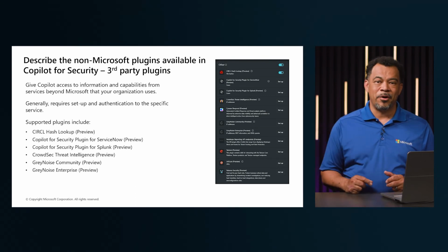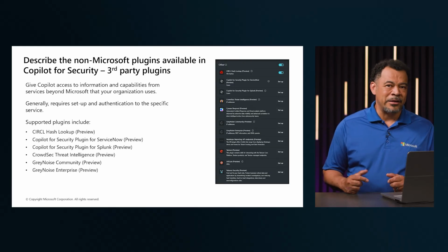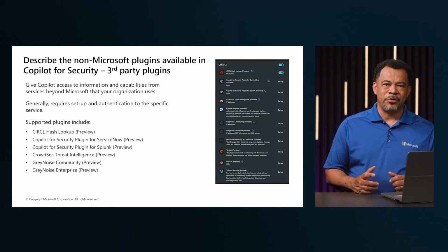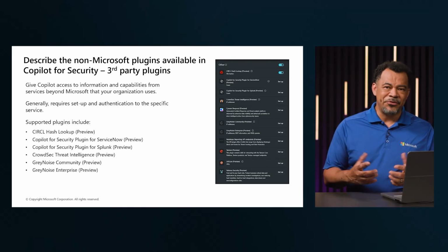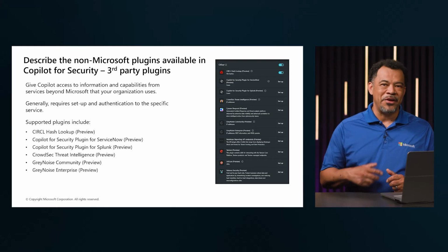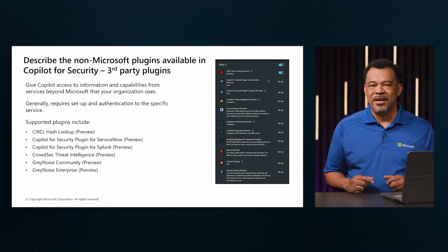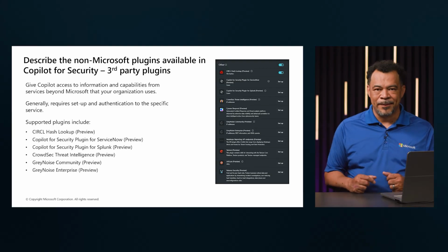Some of the supported third-party plugins currently available, and keep in mind some of these are still in preview, include tools like SICRA Hash Lookup, which helps with file and hash investigations, and integrations with things like ServiceNow and Splunk, so you can pull in data from your existing IT and security operations platforms.